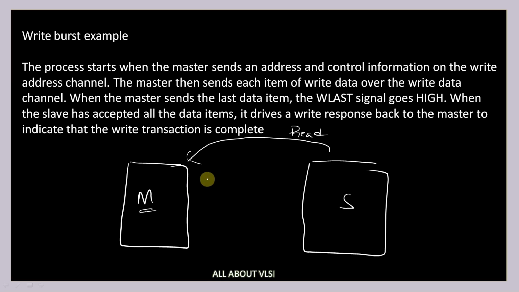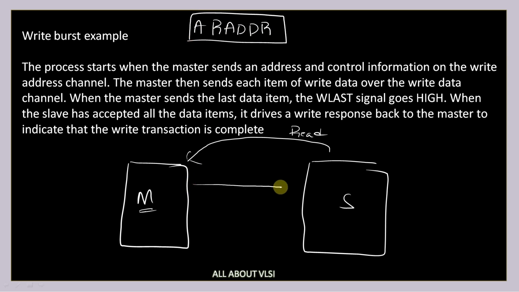For performing the read operation, first of all, the master is going to use the channel known as the read address channel. Now in the read address channel, we have a signal which is known as AR address. Using this signal, which is present in the read address channel, our master is going to send the address information to the slave.